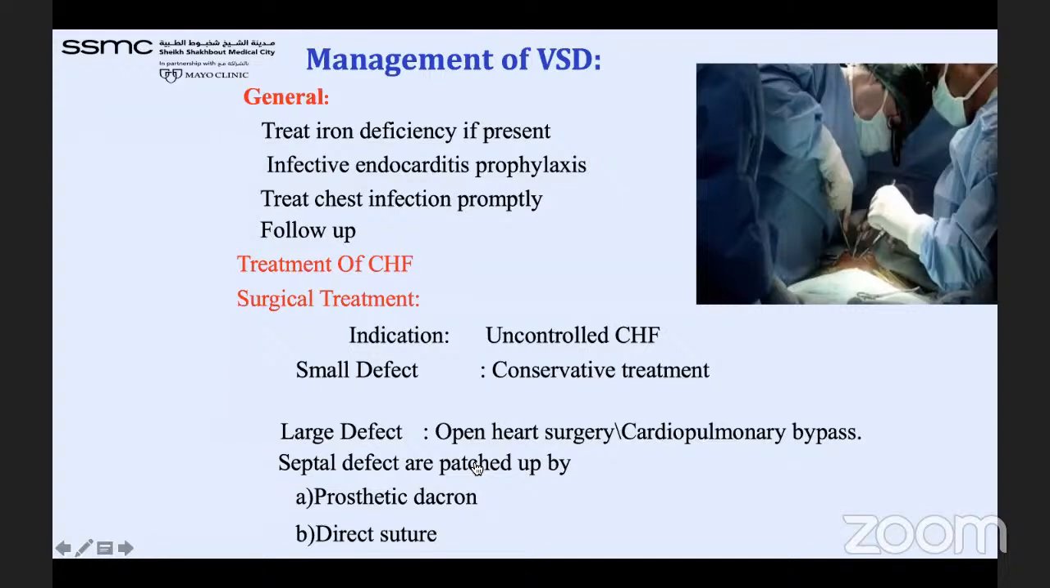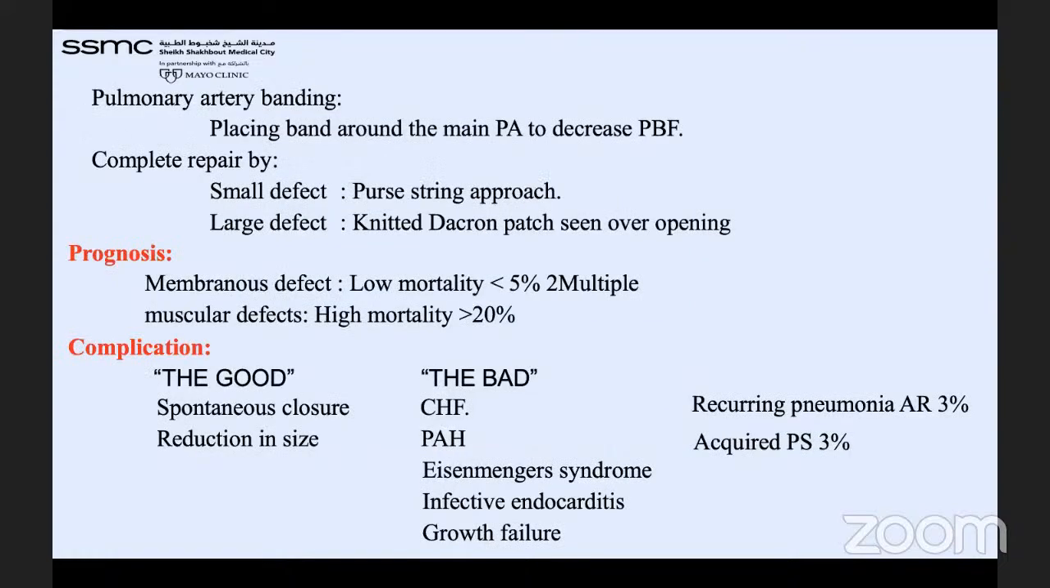It has to be either open heart surgery or cardiopulmonary bypass. Septal defects are patched up by prosthetic Dacron or direct sutures. They can do it, but this is, of course, the ultimate treatment. The other thing they can do is pulmonary artery banding, but the complete repair is the persisting approach or the netted Dacron patch over this.